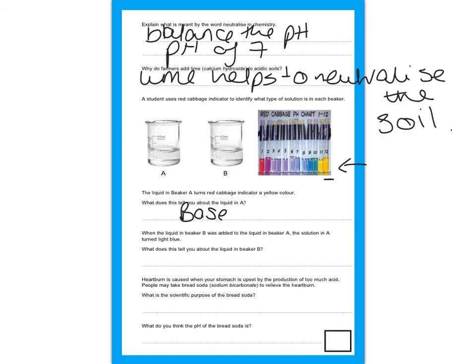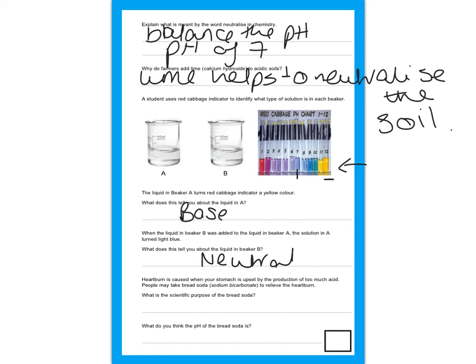When the liquid in beaker B was added to the liquid in beaker A, the solution in A turned light blue. What does that tell you about the liquid in beaker B? That it was neutral. If we have a look, we can see that light blue is spot on there.